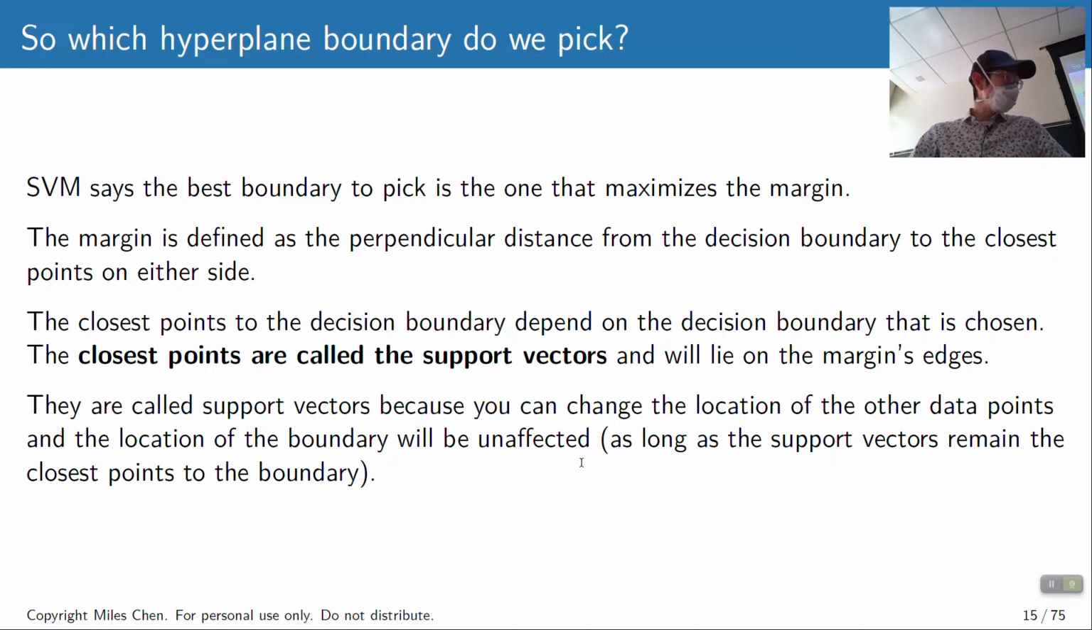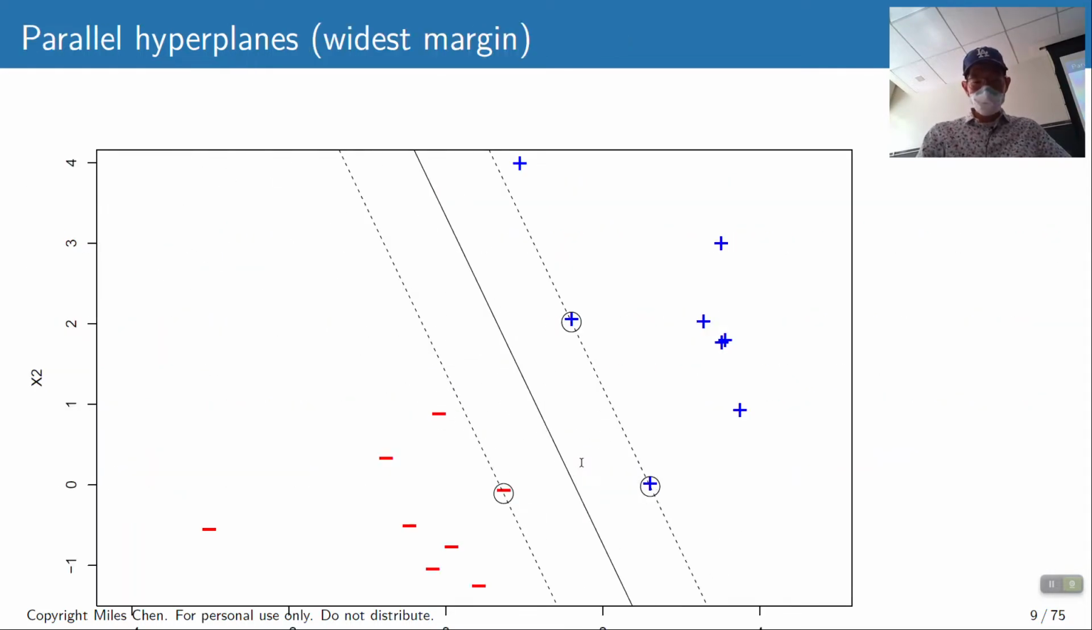And basically, the location of this boundary is going to be determined solely by those closest points. These three are what's going to determine this, okay? If I add more blue points over here or add more red points over here, the location of this boundary is not going to change, okay? It's only if I insert a red point or a blue point within this margin that it would change where the boundary exists.